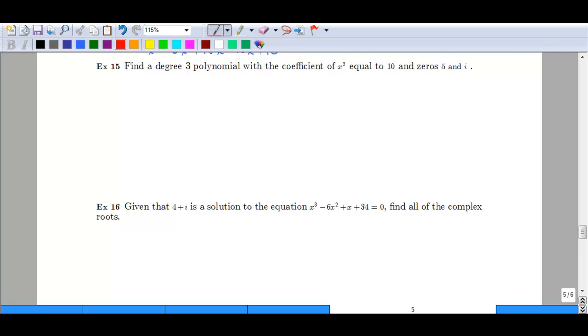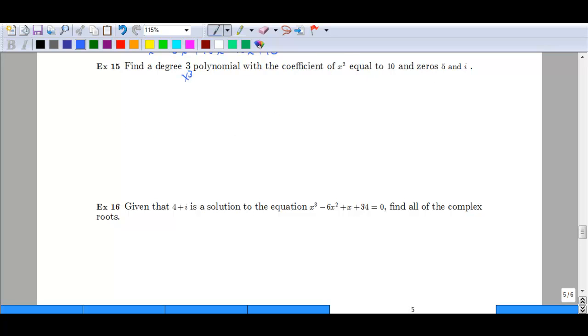This is the second lesson for sections 16.2 and 16.3. We're going to look at some more examples of polynomials with real and complex roots. This next example asks you to find a degree 3 polynomial with the coefficient of x squared equal to 10, and it has zeros of 5 and 5i.